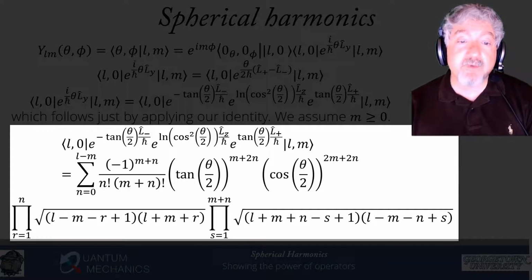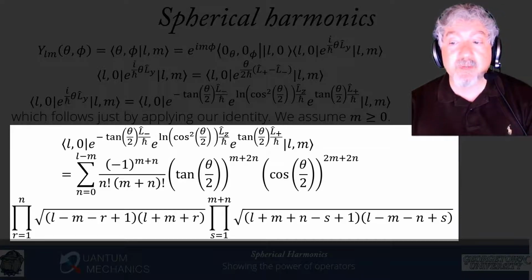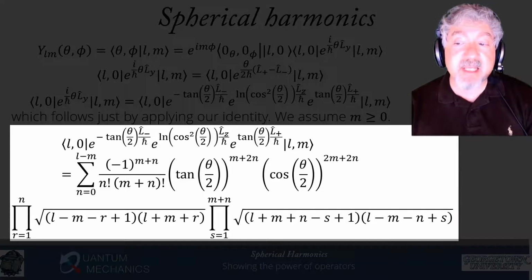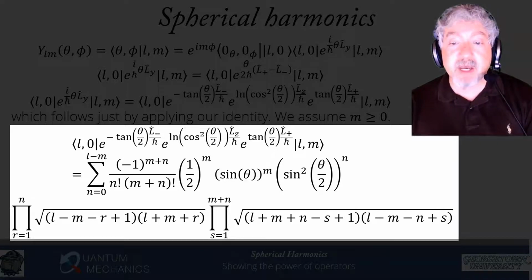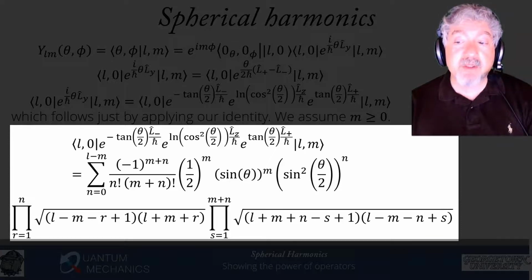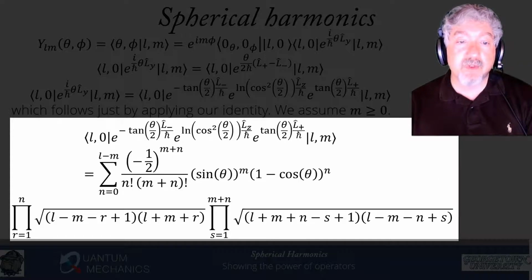And I'm still left over with a tangent theta over 2 to the 2nth power times a cosine theta over 2 to the 2nth power. I multiply those two together, I'll get a sine theta over 2 to the 2n power, or sine squared theta over 2 to the nth power. And so you see I'm going to get sine theta raised to the mth power and sine squared theta over 2 raised to the nth power. And now I'm going to rewrite sine squared theta over 2 as 1 minus cosine theta divided by 2. So I'm going to get another factor of 1 over 2 raised to the nth power. And so my numerical factors become -1/2 raised to the m plus nth power.